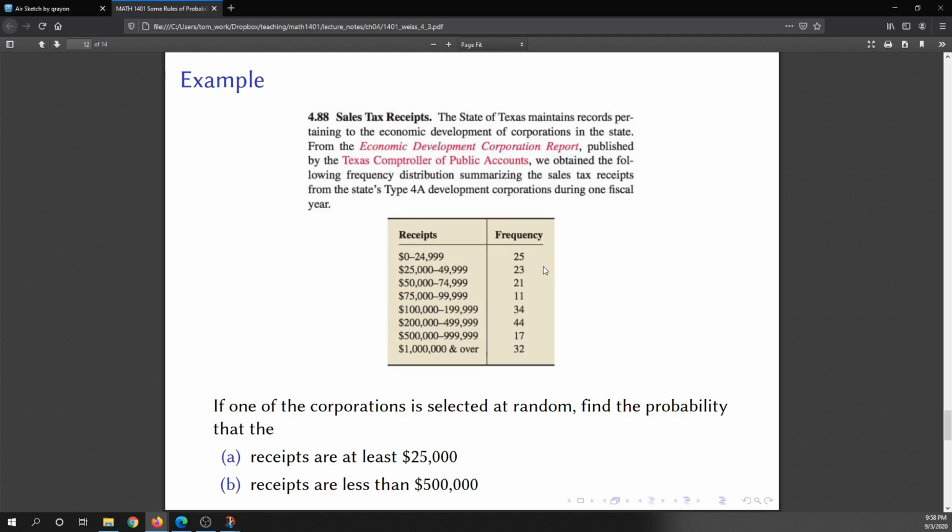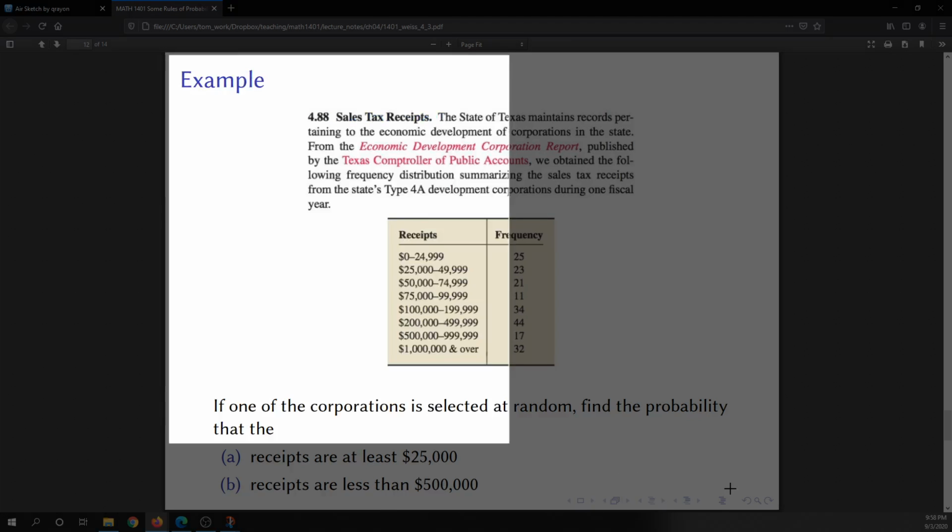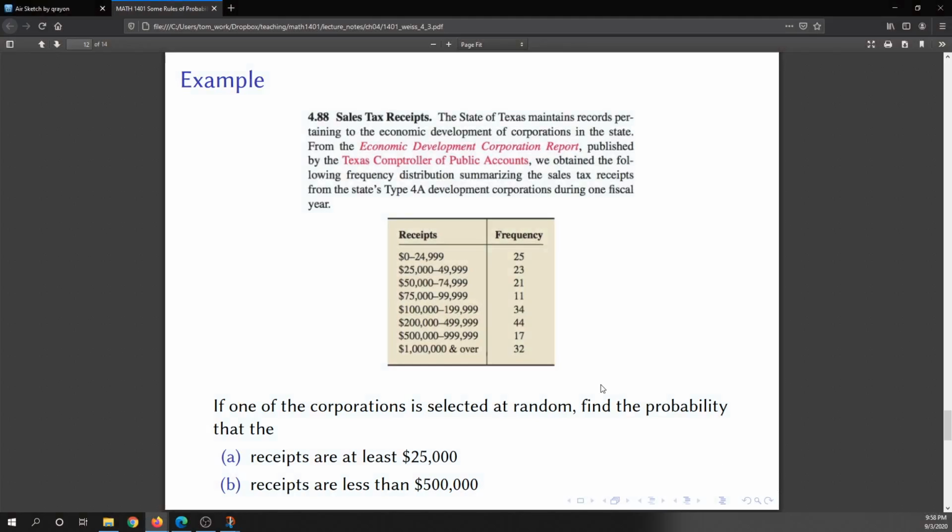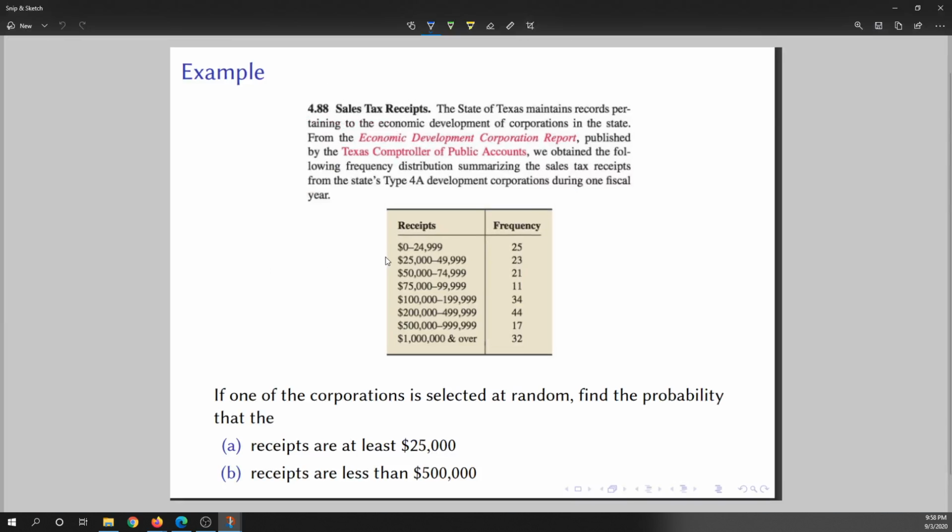And then the next thing we're going to have to do is figure out all the receipts that are at least 25,000. Looking at that, that is going to be 25,000 dollars or more. So what we would have to do is add up all these corresponding numbers together. But the thing is, we can use the complement rule to avoid having to do that.